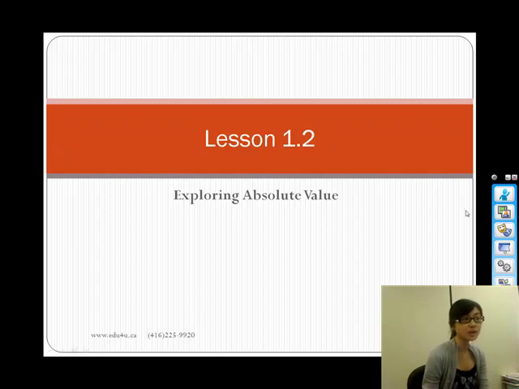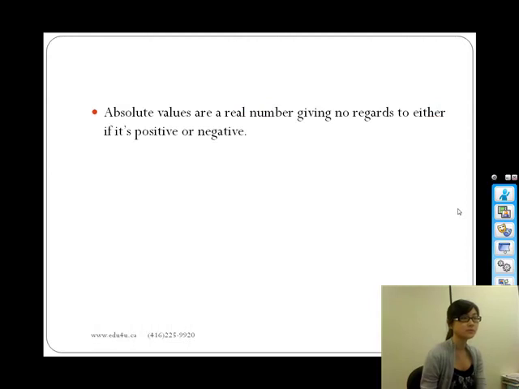This is the second lecture on Unit 1 of Functions, and we're starting with Lesson 1.2 today, exploring the absolute value. Absolute values are real numbers, giving no regard to whether they're positive or negative. So in other words, we pay no attention to the sign.